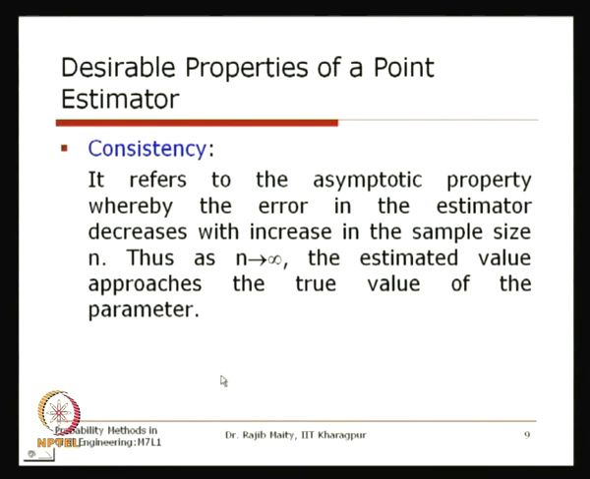Second is consistency. It refers to the asymptotic property whereby the error in the estimator decreases with the increase in the sample size n. Thus, as n tends to infinity, the estimated value approaches the true value of the parameter. So as we increase the number of elements in the sample, the value of the estimator should approach the true value of the parameter, that is, the parameter of the population.